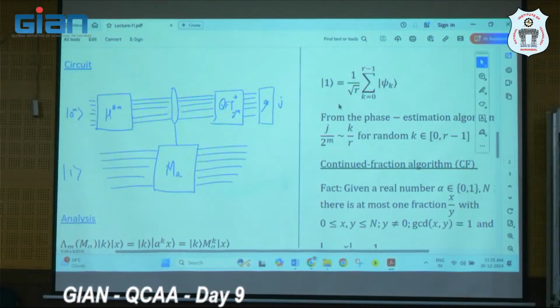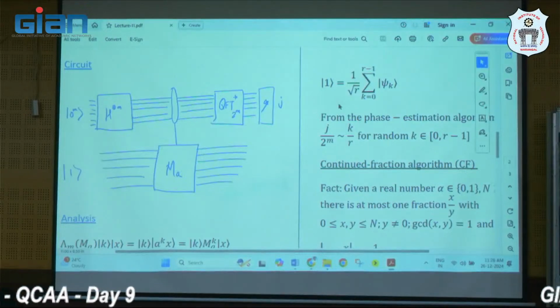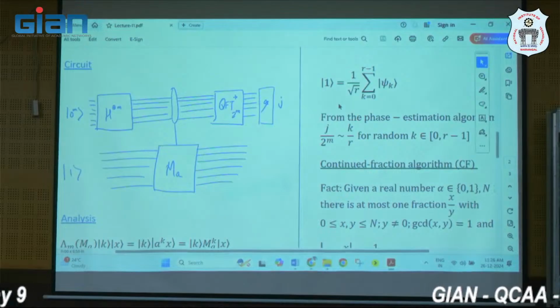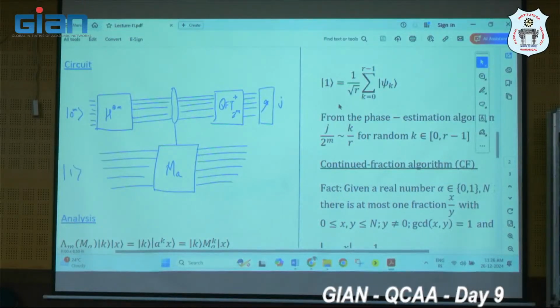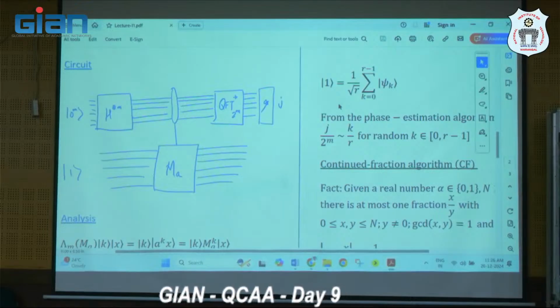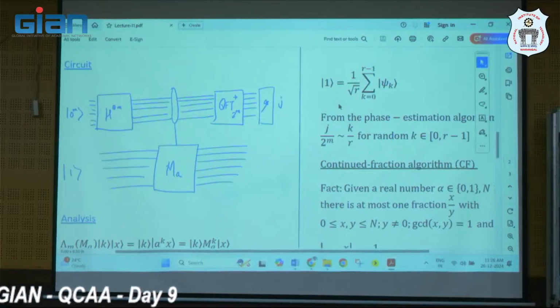No, that is the state one. State ket one. Okay? We will see this. Once we see this relationship, it will become clear.